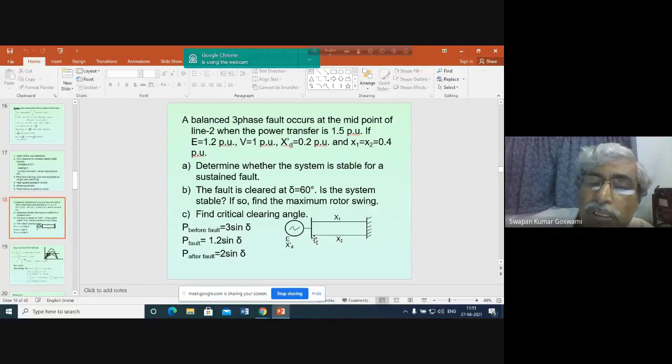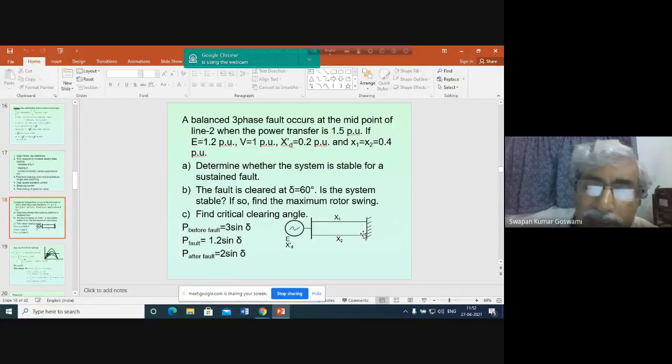Okay, voltage here will be reduced to a very low value, or a part of the power will be flowing through this healthy line. That's why it becomes 1.2 sine delta. And after the fault, meaning after the clearance of the fault, after the faulty part is removed, this line is disconnected, this line is disconnected.